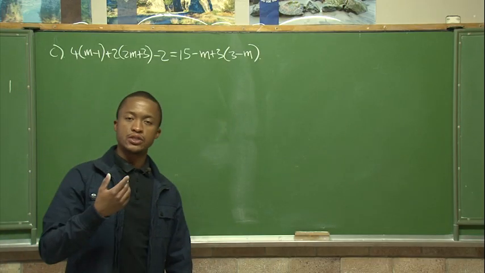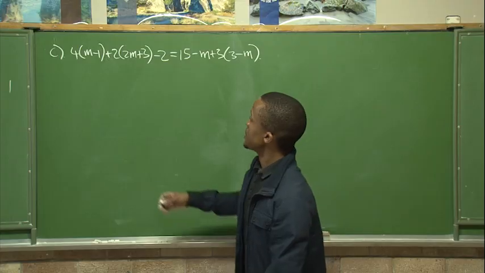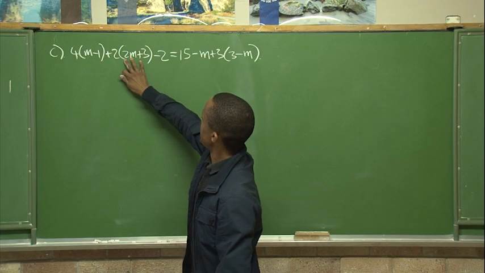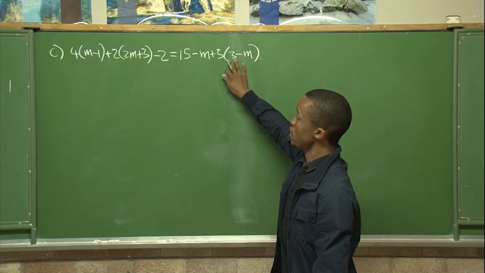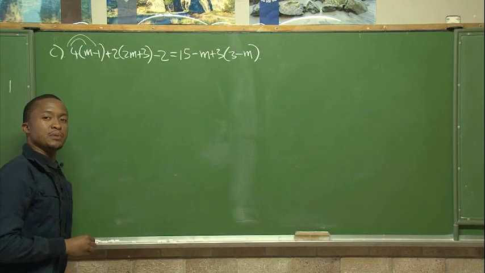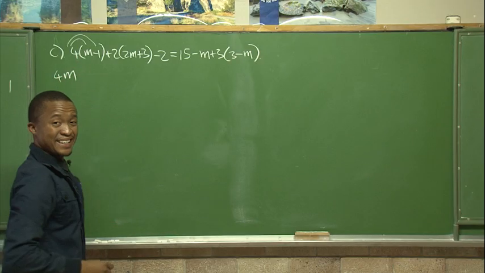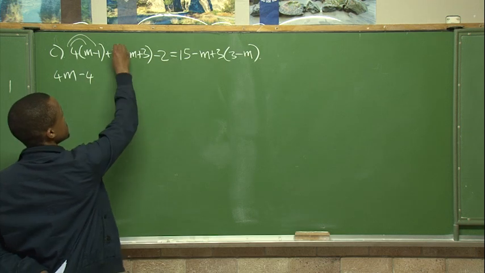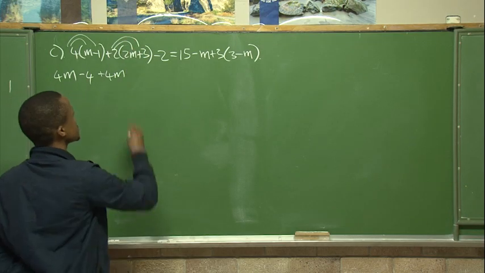Well, first check where you can apply the distributive law if applicable, and apply accordingly. And notice on the left-hand side of the equation, we're going to apply the distributive law for this term, and on the right-hand side of the equation, we're going to apply the distributive law for that term over there. So let's apply the distributive law. We distribute the monomial by multiplication. So 4 multiplied by m will be 4m. 4 multiplied by negative 1 will be negative 4. 2 multiplied by 2m will be 4m. 2 multiplied by 3 will be positive 6.